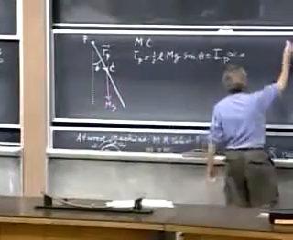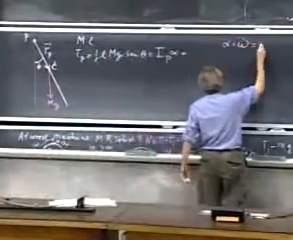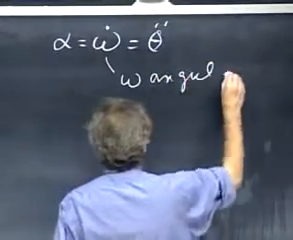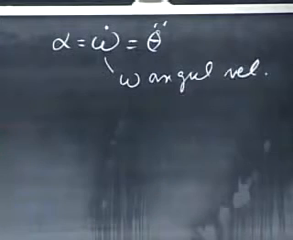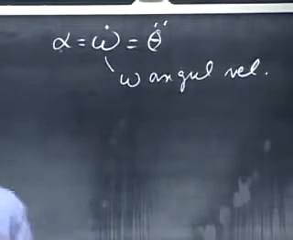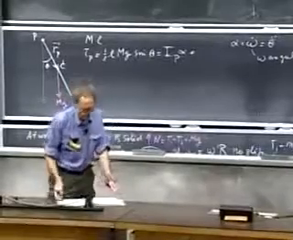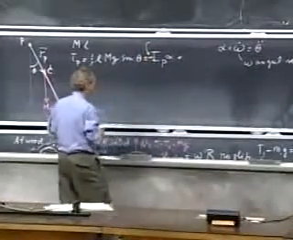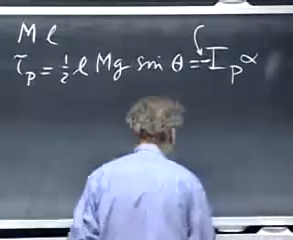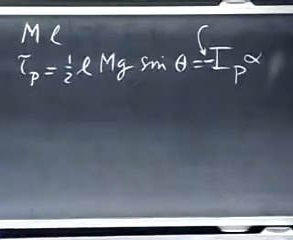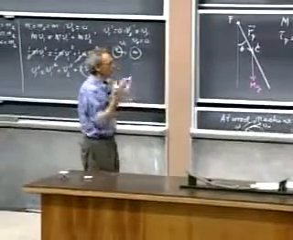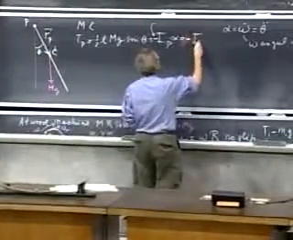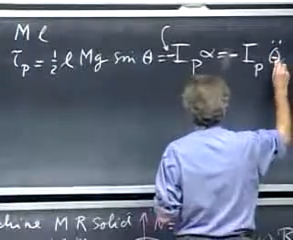So alpha equals omega dot, which is also theta double dot. This omega is the angular velocity, d theta dt, and the derivative gives me the angular acceleration. There has to be a minus sign here. That's important because the torque is restoring, the same situation we had when we had a spring. We were oscillating a spring. The spring force is minus kx. The minus sign here plays exactly the same role. So I can write down here minus I of P theta double dot.